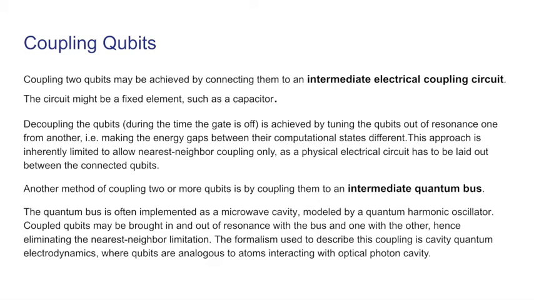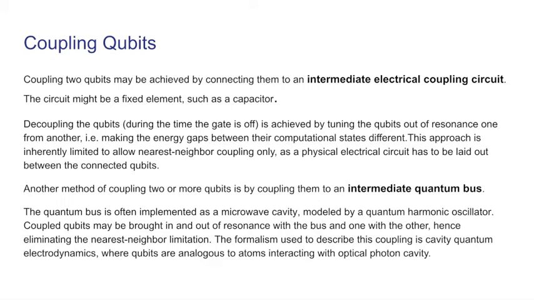Coupling qubits is essential for implementing two qubit gates. It can be achieved in two ways: connecting qubits to an intermediate electrical coupling circuit, for example, a capacitor. Decoupling the qubits is achieved by tuning the qubits out of resonance from one another, that is, making energy gaps between their computational states different. This approach is inherently limited to allow nearest neighbor coupling only, as a physical electrical circuit has to be laid out between the connected qubits.